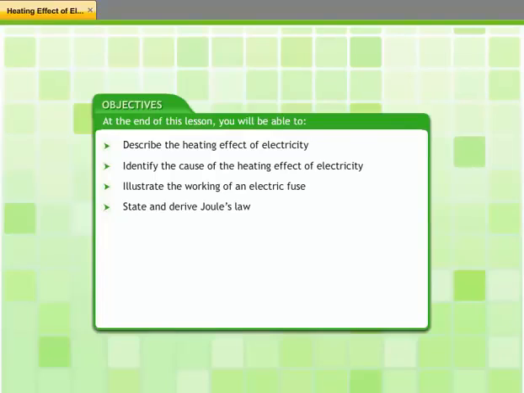At the end of this lesson, you will be able to describe the heating effect of electricity, identify the cause of the heating effect of electricity, illustrate the working of an electric fuse, state and derive Joule's law.